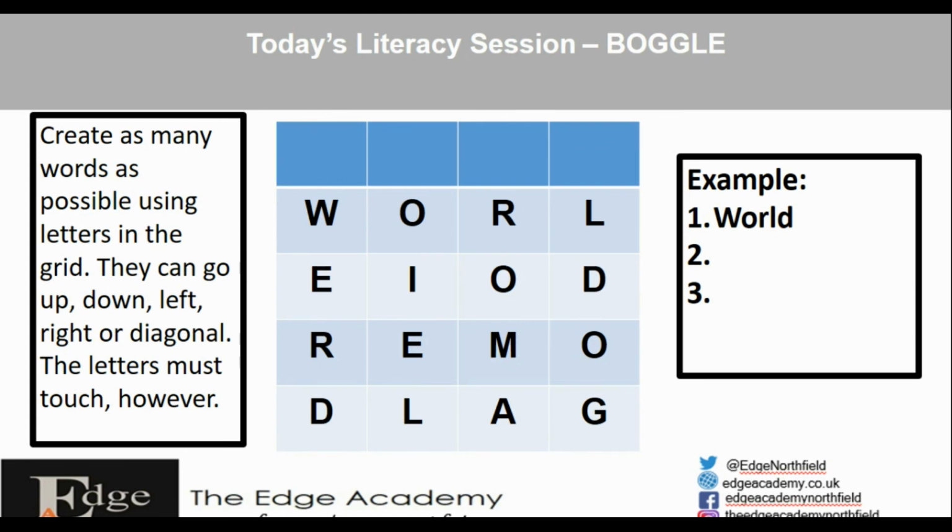W-O-R-L-D. So as you can see, they go all along the top column from left to right and then down. Another word, for example, is dog, D-O-G. So from the second column down, it goes down, D-O-G. So give yourself approximately 10 minutes and see how many words you can do.